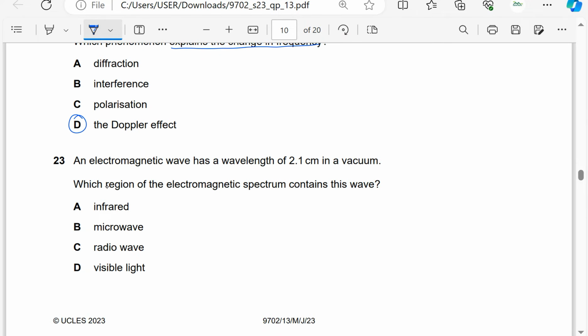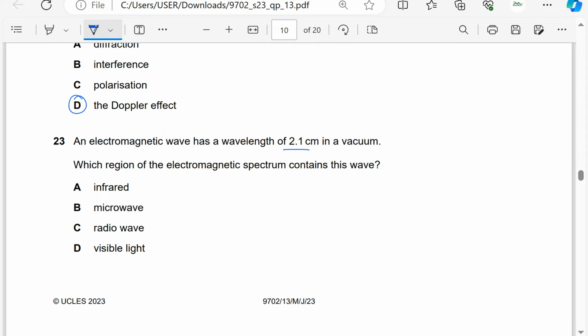An electromagnetic wave has wavelength 2.1 centimeters in a vacuum. Which region of the electromagnetic spectrum contains this wavelength? Visible light is around 10 power minus 7. This is 7 times 10 power minus 7 to 4 times 10 power minus 7. This is red. This is violet. So on this side, I will go on adding.